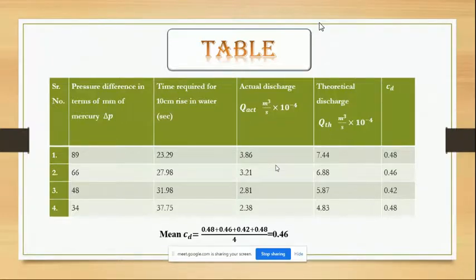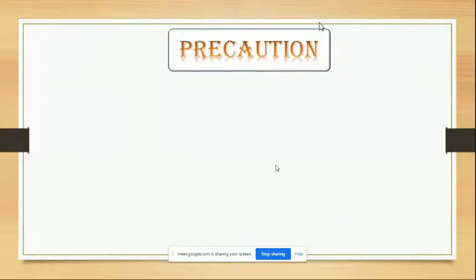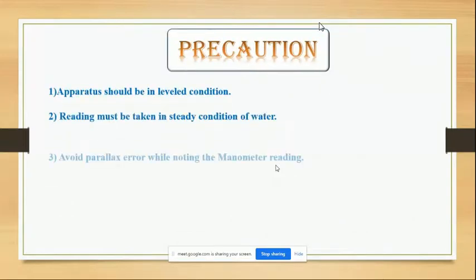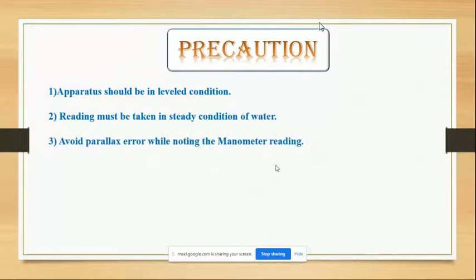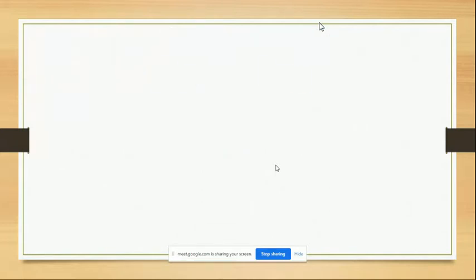Now moving to precautions. The apparatus should be kept in a leveled condition and there shouldn't be any bubbles. To avoid error in readings, they must be taken in a steady condition of water. Avoid parallax error due to the color of the fluid while noting the manometric reading. This was all about today's presentation.